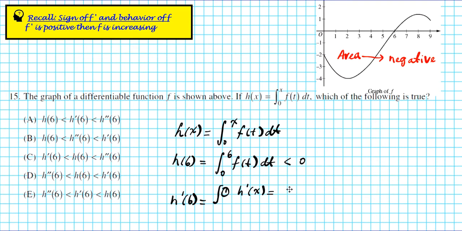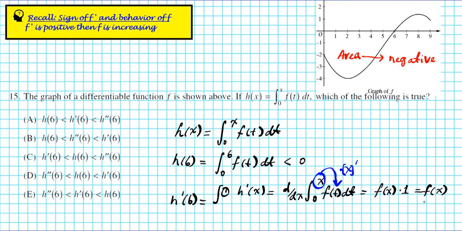h prime of x is going to be the derivative of this integral, 0 to x of f of t dt. So using FTC2, as I indicated earlier, we're just going to take the upper limit and plug it into the function and multiply it by the derivative of the upper limit. We're not going to bother with the lower limit because when we plug in 0 and multiply by the derivative of 0, which is just 0, that whole thing will become 0. Okay, so we're going to have f of x times 1, which is just f of x.